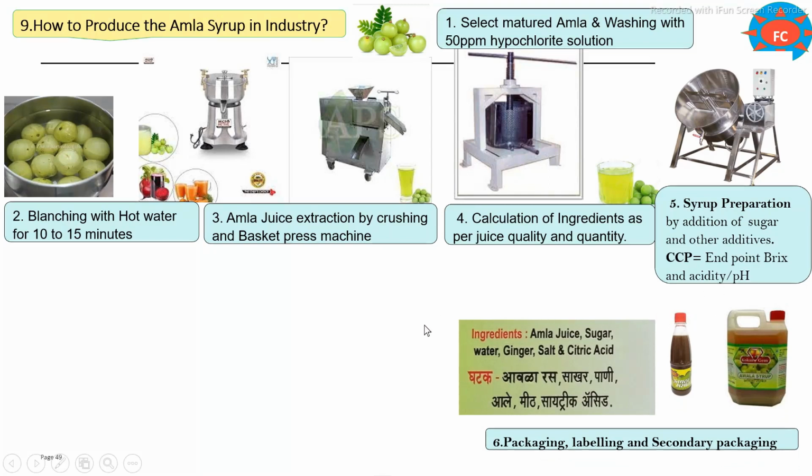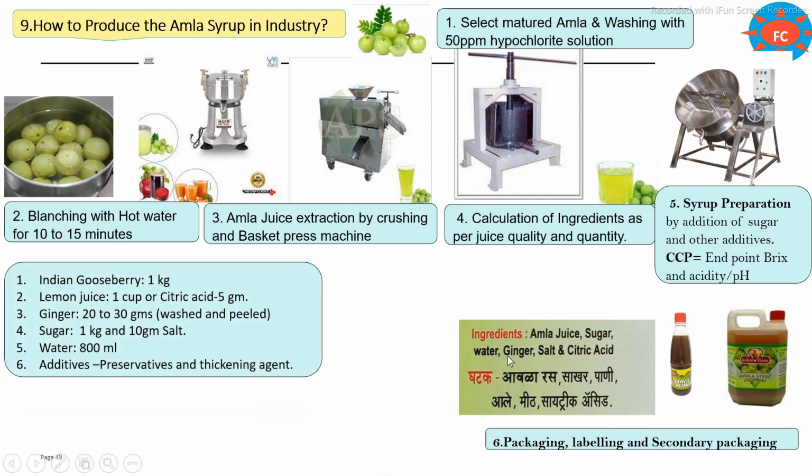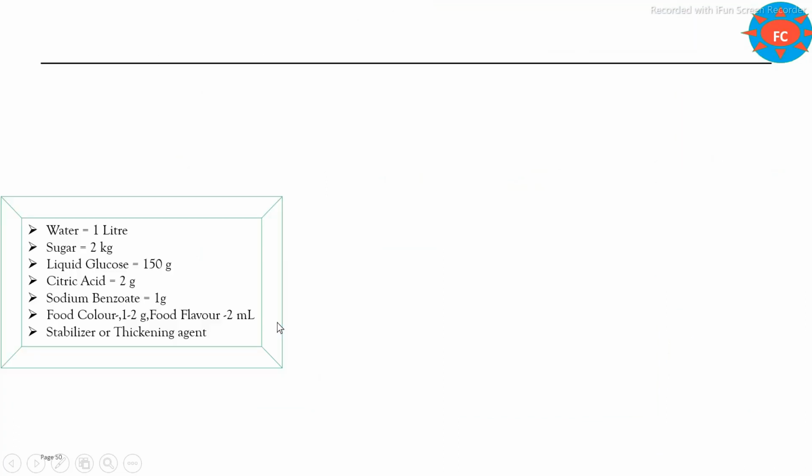You can see in this label the main ingredients used for the preparation of the amla syrup: amla juice, sugar, water, ginger, salt, and citric acid. This is the simple formula used to prepare the amla syrup.